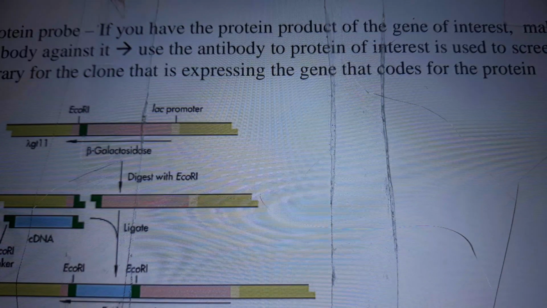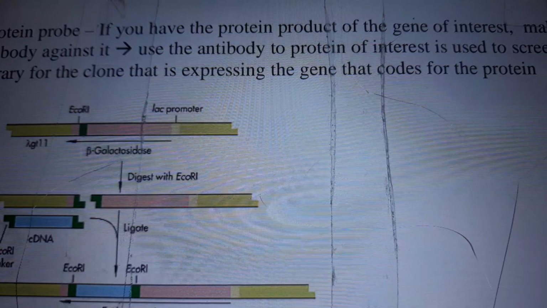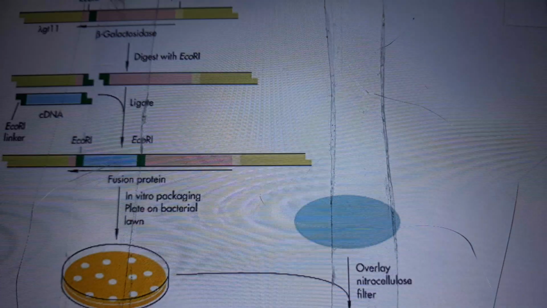2. Protein probe. If you have the protein product of the gene of interest, make an antibody against it. The antibody to the protein of interest is used to screen the library for the clone that is expressing the gene that codes for the protein. Please note the diagram. It's self-explanatory.